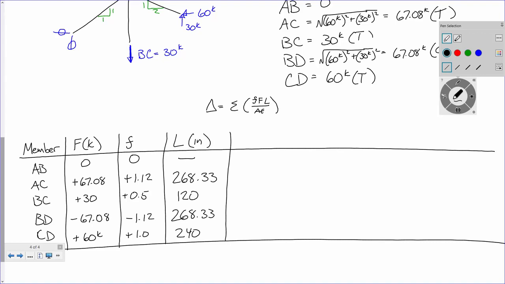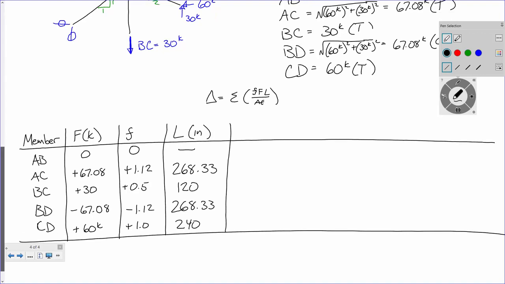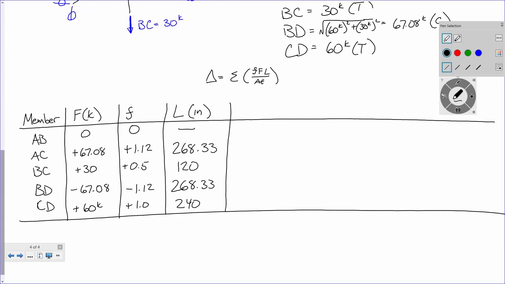So far, so good? All right. Now, let's look at the problem statement. We have to calculate little f, big F, L over AE. A is the same for all the members, right? It's 2 square inches. E is the same, right? It's 29,000 KSI. So to keep this simple, I can just say f, F, L, and the units are going to be inch kips.